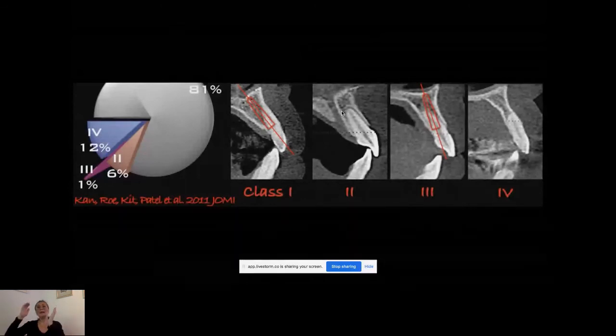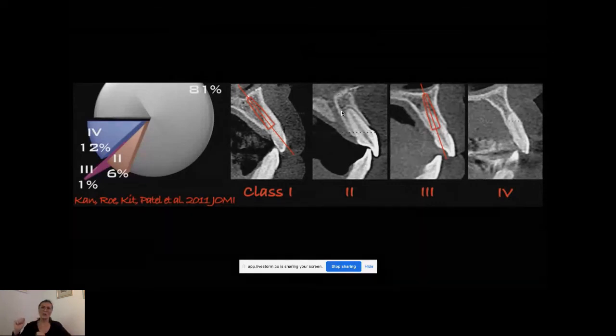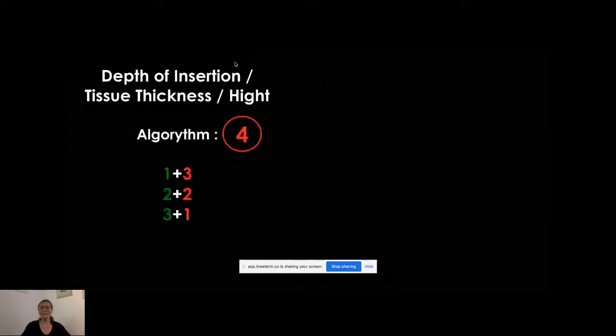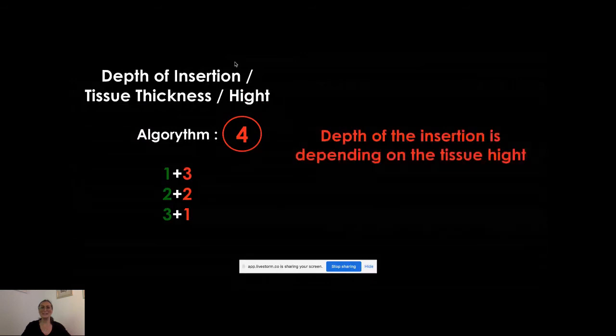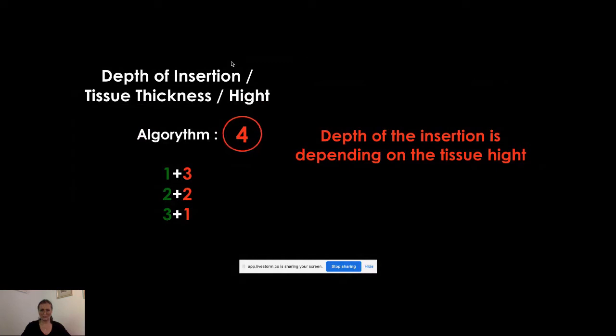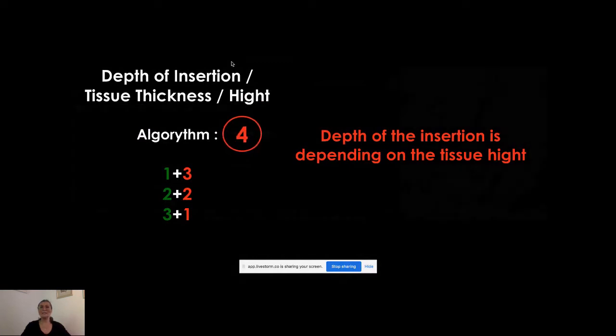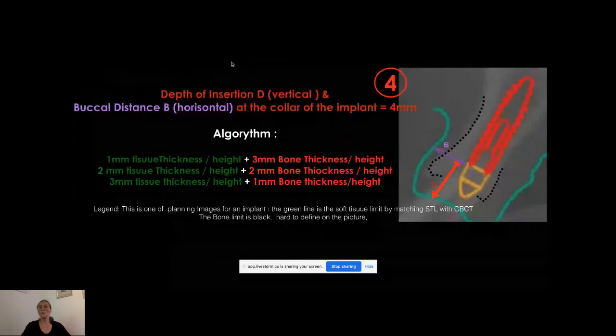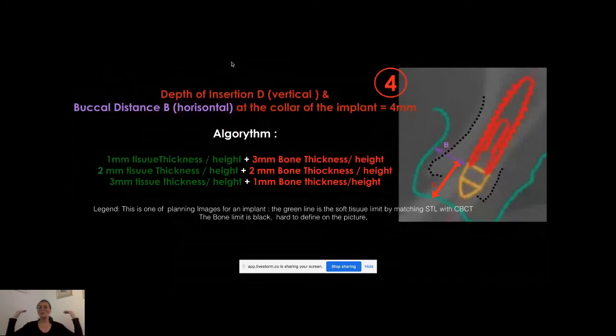Nevertheless, we can also have parameters of cementing, which we will talk about later on, regarding the design of the abutment and the height of the soft tissue. Nevertheless, the dimension and the algorithm is that we need to have a 4 millimeter depth of the insertion. And this parameter is respected in the depth of the insertion, but it is also the same for the buccal distance from the collar of the implant to the most buccal contour of the soft tissue.